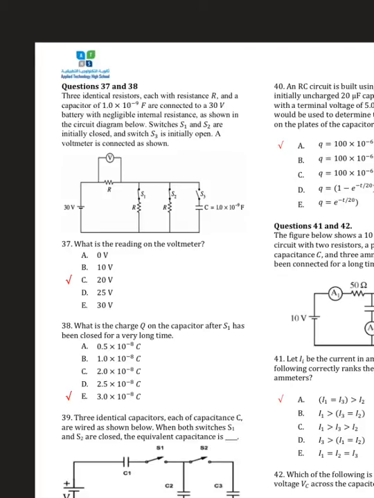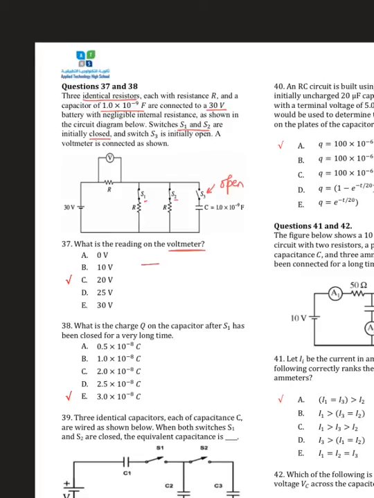Okay, in this problem we have got three identical resistors, a 30 volt battery, and a capacitor of 1 into 10 to the negative 9 farad. S1 and S2 are closed. Look at S1 and S2, they are closed, and S3 is open in the beginning. So what is the reading on the voltmeter? And the voltmeter is connected across R1, the first resistor.